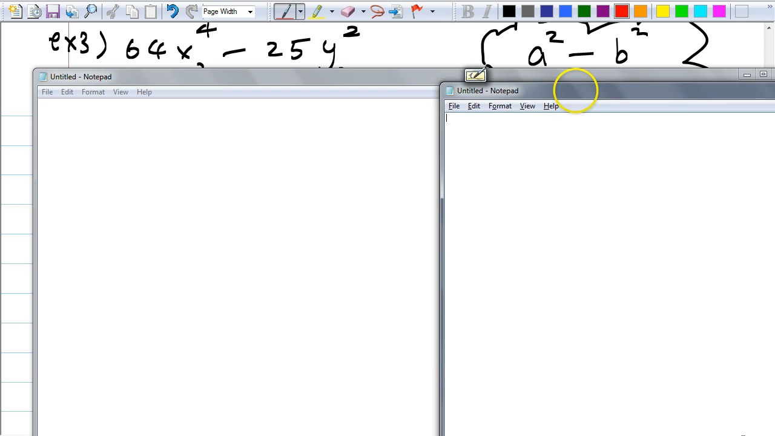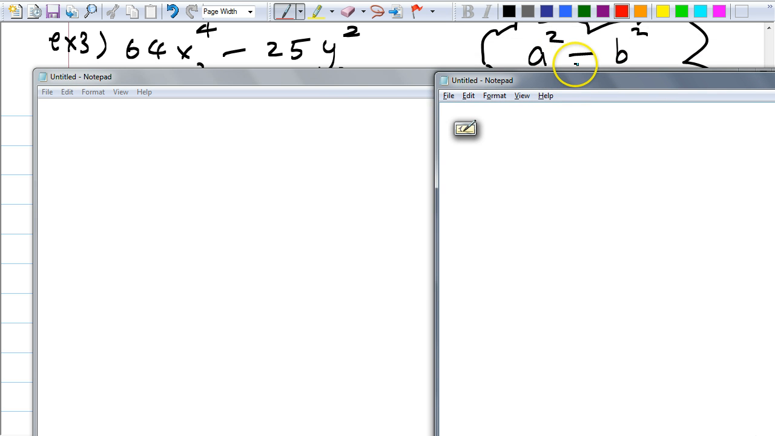So since there's no GCF, do you think it'll fit this pattern, a squared minus b squared? In other words, do you think this is the difference of square? It kind of gives me a good indication, right? First of all, you got this subtraction sign here, and you have 2 terms, right? Now, would it be a good sign if you have 3 terms? Can a 3-term polynomial be difference of square? No. For difference of square, you have to have 2 terms, right? And then subtraction in the middle.